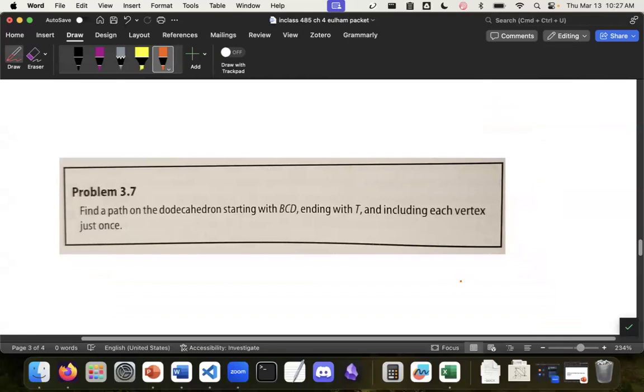Now we've also got problem 7, which is slightly different: to find a path. So start with B, C, D, end with T, and with that same restriction of each vertex once. There's only one, so hopefully we should all get the same answer.